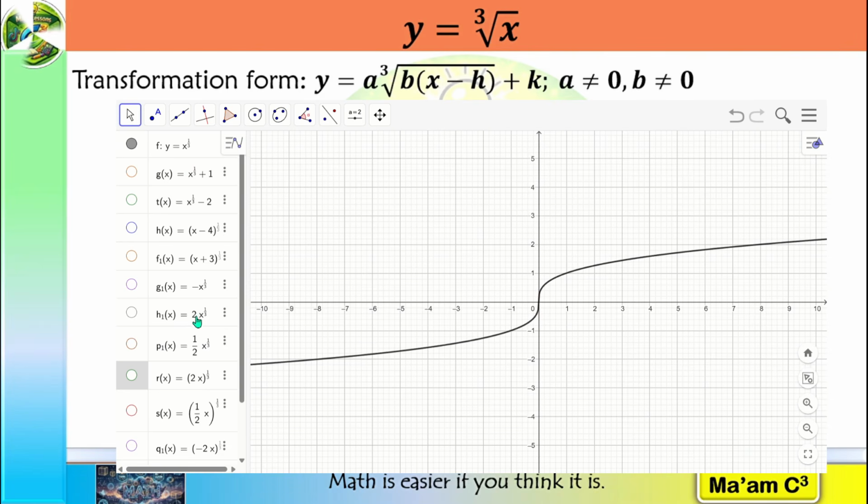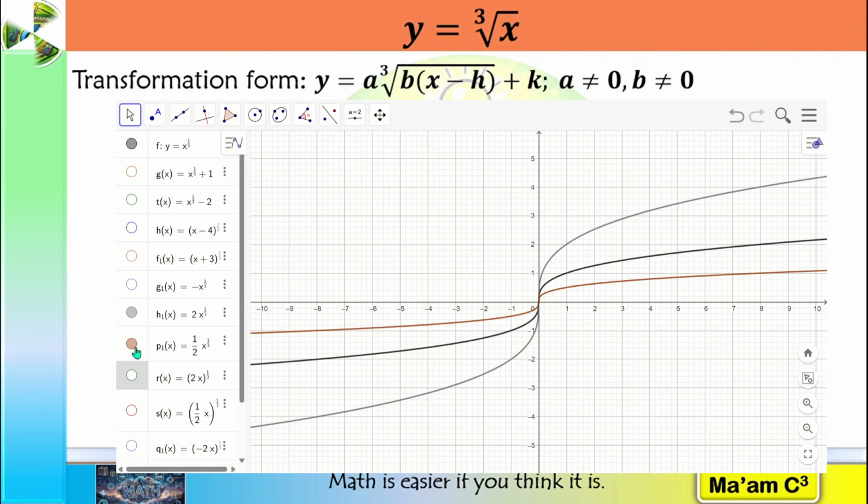Our a is equal to 2. Look what happens. The graph becomes steeper. There has been vertical stretching. What if instead of 2, I made it 1/2? Look what happened to our mother function, the black one. It becomes flatter. So there has been vertical compression. That is the effect of a, vertical stretch or vertical compression.